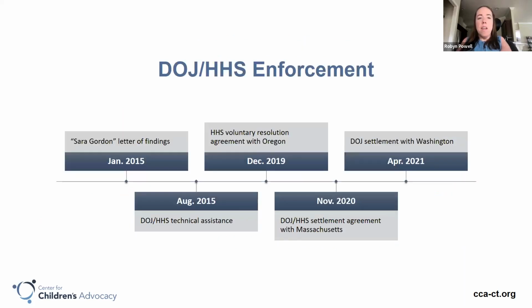So as Stacey mentioned at the beginning, the Department of Justice has been increasingly involved in these cases. They first started getting involved in January of 2015, and that was the Sarah Gordon case. And as Stacey said, this was a really important case. It really was the first time that both the DOJ and the Department of Health and Human Services Office for Civil Rights got involved in these types of cases. And this involved a young mom. She was 19 at the time.